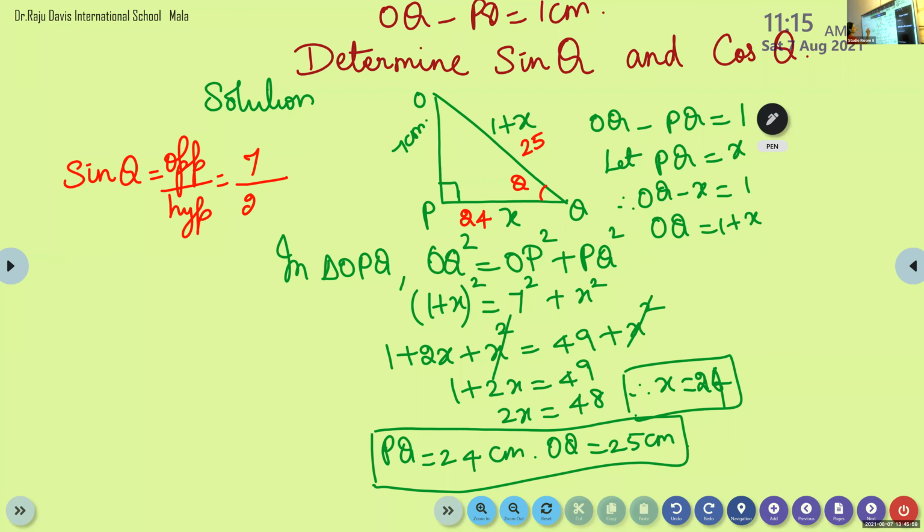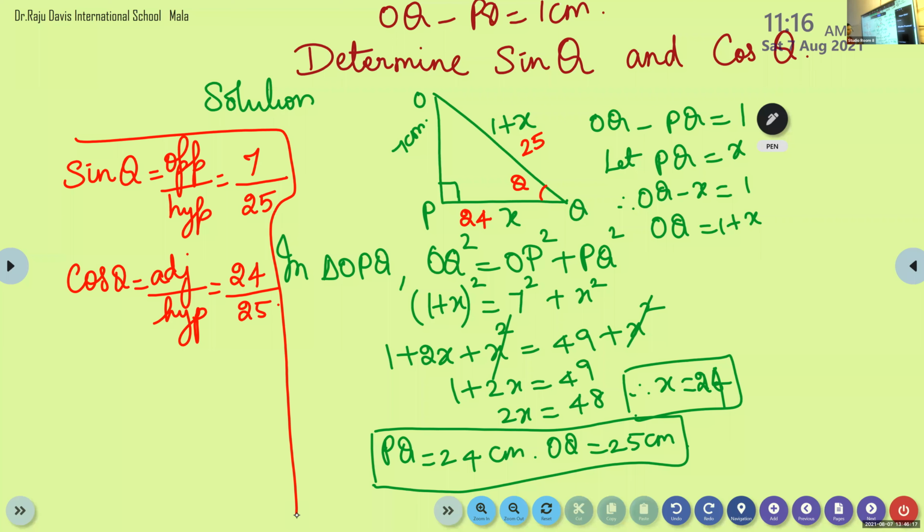So sin Q is 7 by the hypotenuse, 25. The other one we have to calculate is cos Q. What is cos Q? Adjacent by hypotenuse. And what is the adjacent side for Q? The adjacent side is 24, so cos Q is 24 by 25.